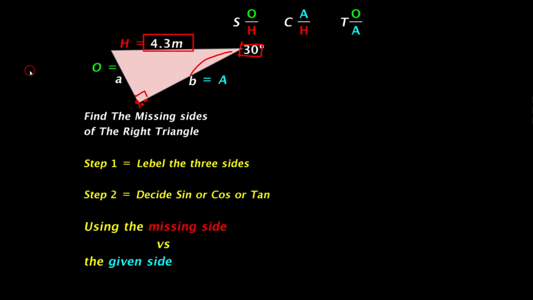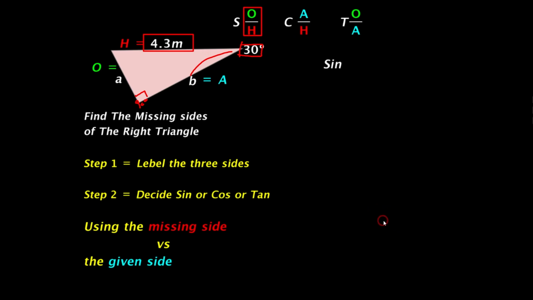First thing first, all we have to do is find O and find A. For O and H, we will use the sine ratio to find O first. Then for A and H, we will use the cos ratio. Now let's finish the sine ratio first to figure out the value of O.